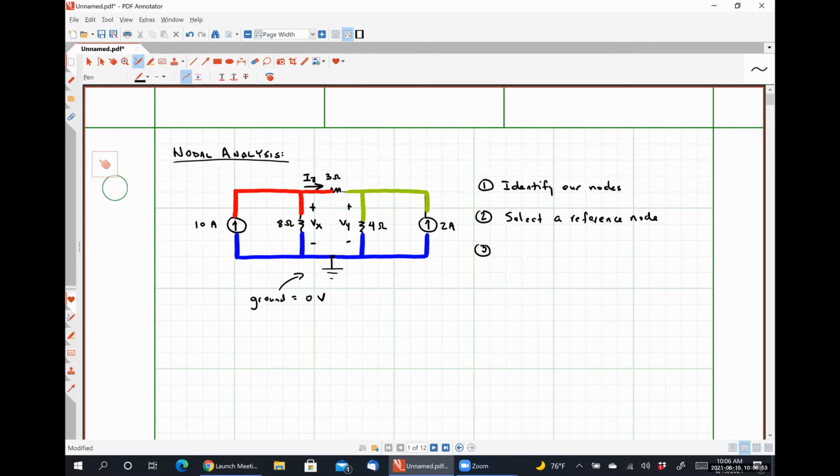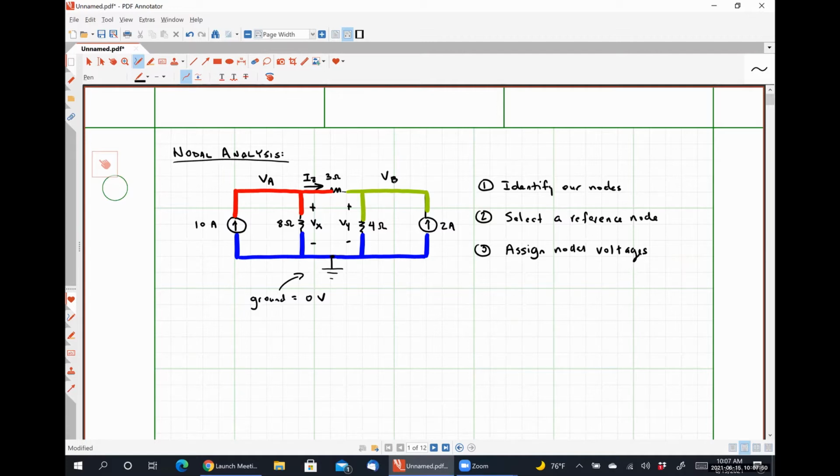So step three tells us to assign nodal voltages. So what I'm going to do is very simple, but the explanation for what it means is going to be a little bit more complicated, okay? I am going to call this red node, node A. And so I'm going to say then that node A has a potential of VA with respect to ground. And I'm going to say that my green node has a potential of VB. That means that it is the nodal voltage at node B with respect to ground.